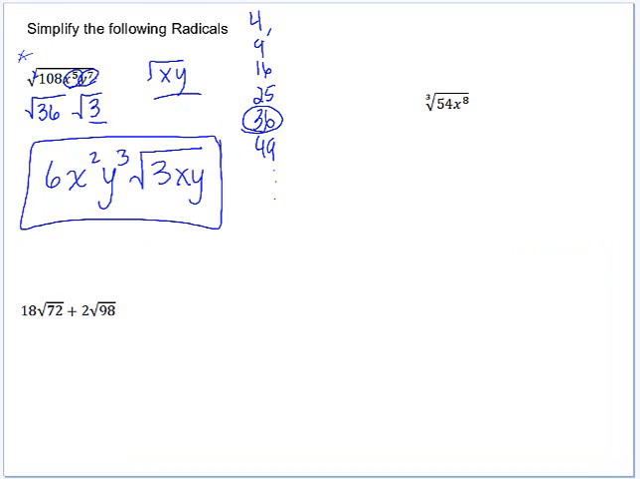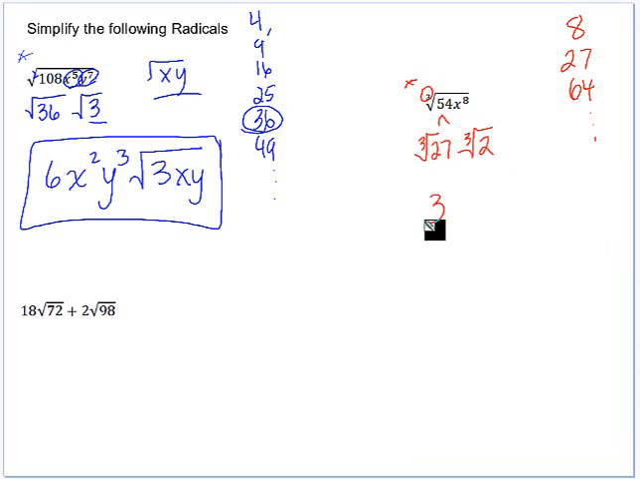Cubed root of 54, x to the 8th. So cubed roots means that we have to think of our perfect cubes. So like 8, 27, 64, and so on. 54 is the cubed root of 27 times the cubed root of 2, because 27 times 2 is 54. The cubed root of 27 is 3.